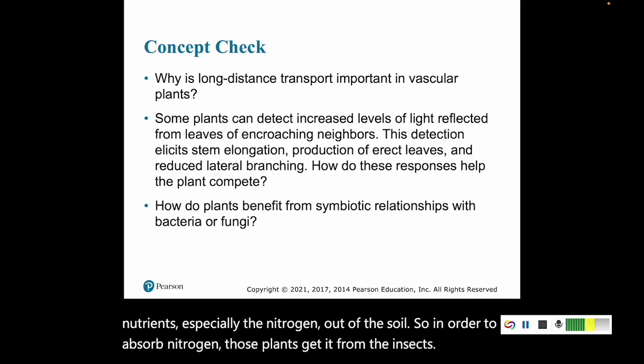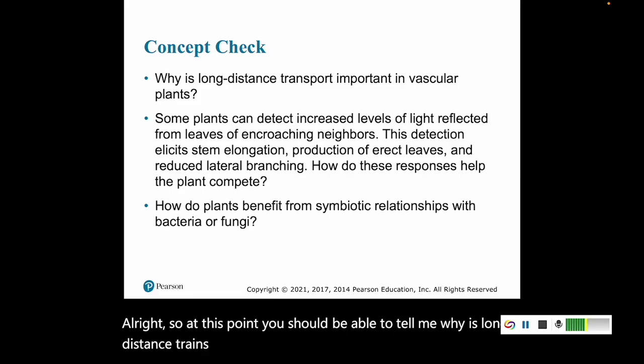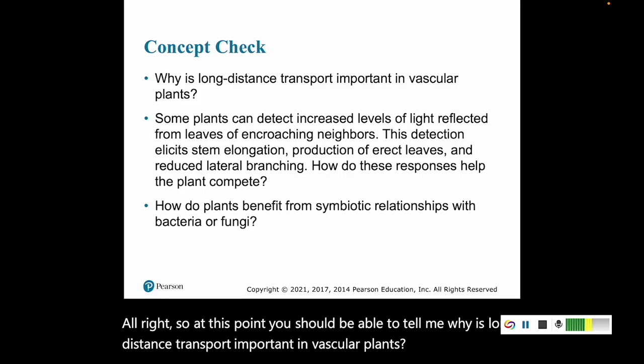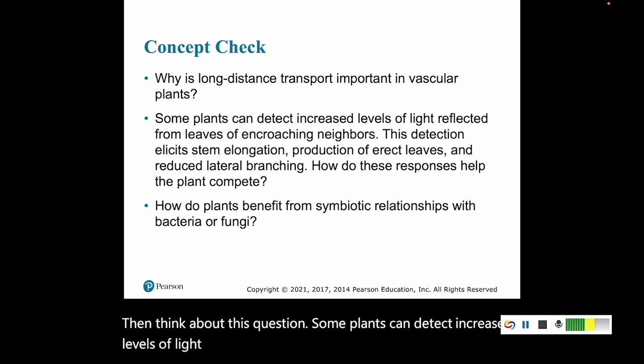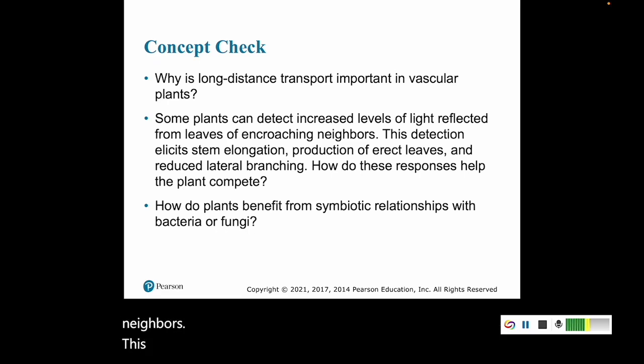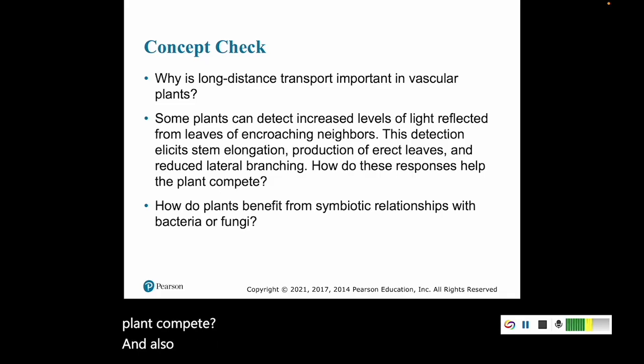All right, so at this point, you should be able to tell me, why is long-distance transport important in vascular plants? Then think about this question. Some plants can detect increased levels of light that are reflected from leaves of encroaching neighbors. This detection elicits stem elongation, the production of erect leaves, and reduced lateral branching. How do these responses help the plant compete? And also, how do plants benefit from symbiotic relationships with bacteria or fungi?